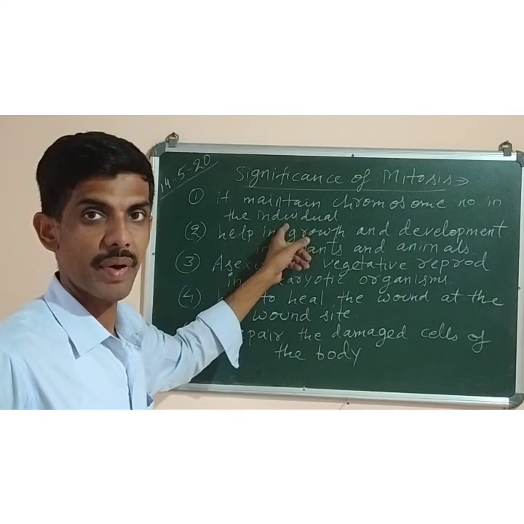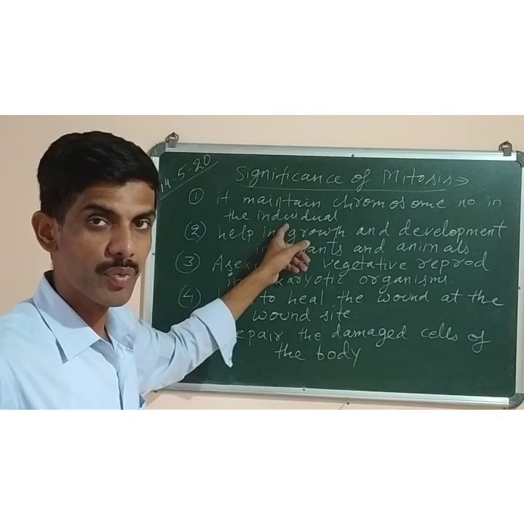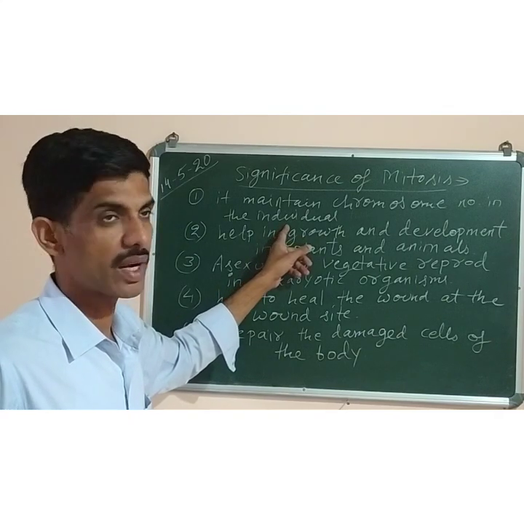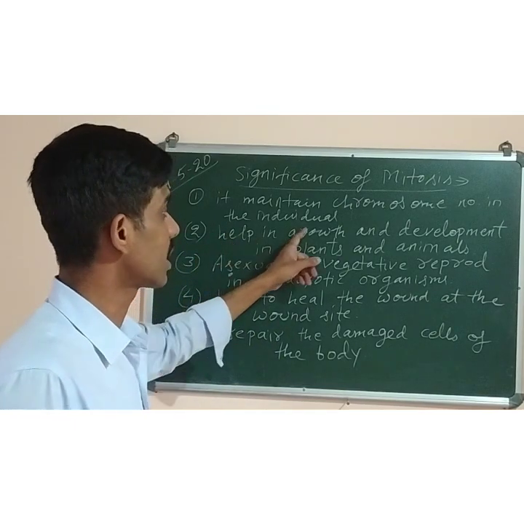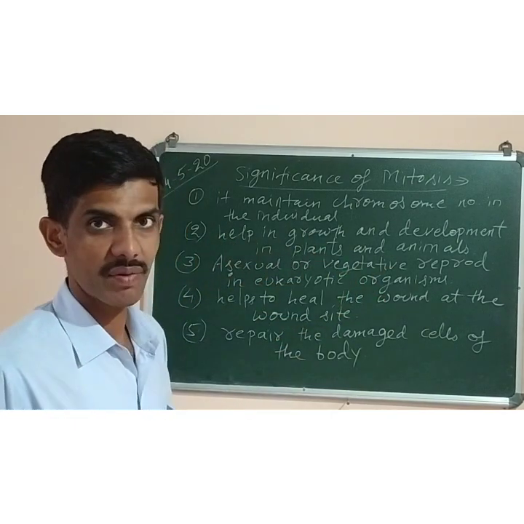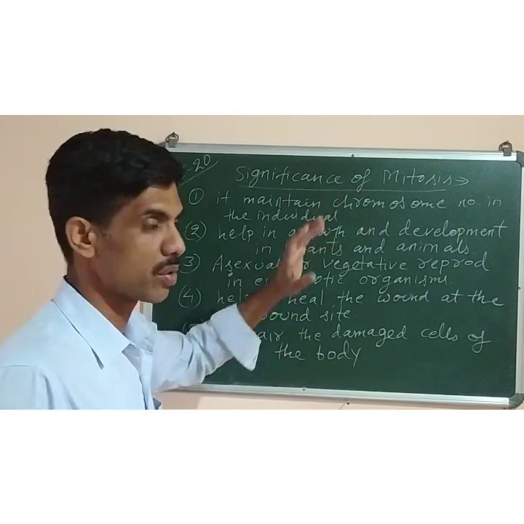Like if the parent cell has 46 chromosomes in our body cells, the daughter cells, the newly produced body cells, will also contain the same 46 number of chromosomes. Number 2, it helps in the growth and development in plants and animals. Plants are able to grow in height. It's because of mitosis cell division.